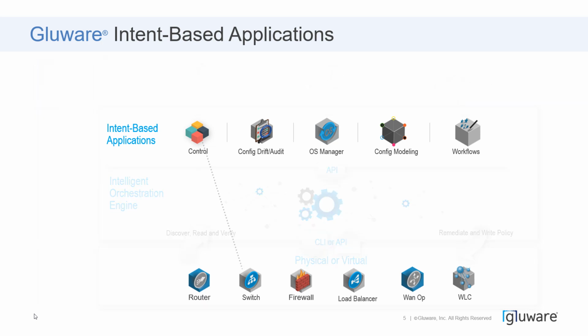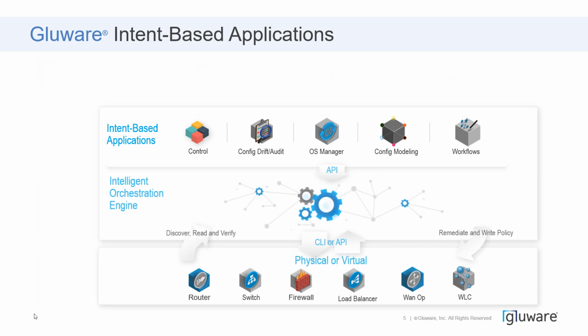Let's jump down into the intent-based applications. As mentioned, each of these intent-based apps leverage or drive the orchestration engine to perform read and write operations across the network. So in that very first step with Gluware Control, you onboard or define the devices that Gluware is going to be managing. Gluware Control then executes a dynamic discovery and pulls that device information into the system, and then you're off and running in terms of what you can do next, moving on to drifts and audits, operating system management, or configuration management, or more.